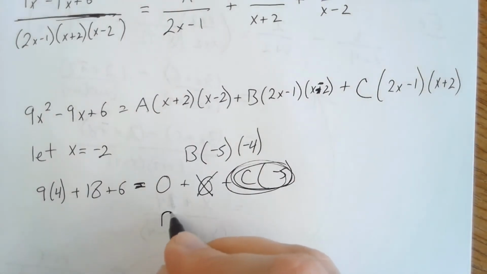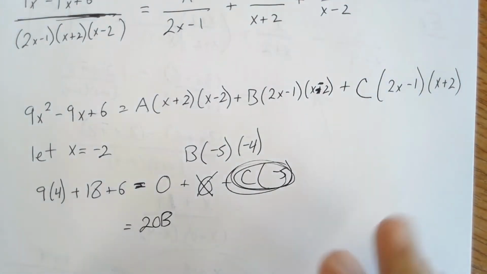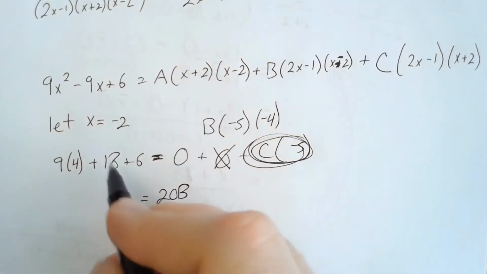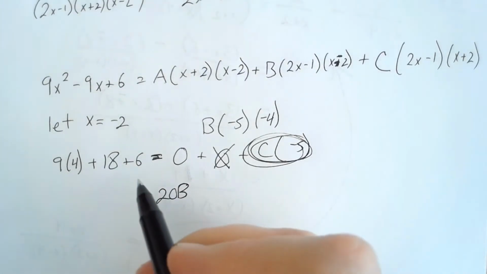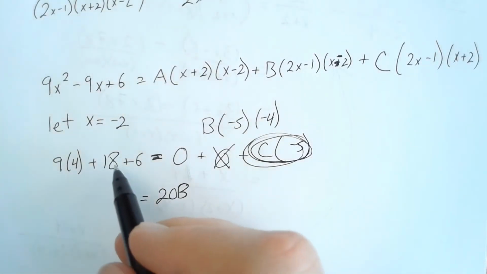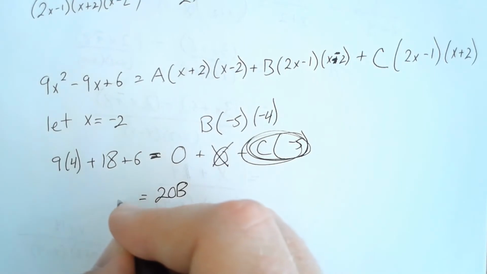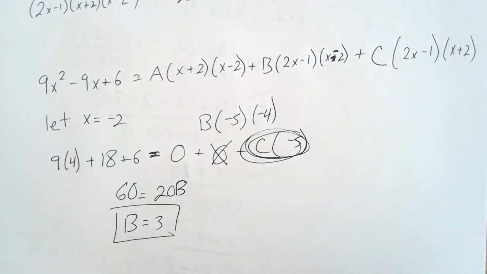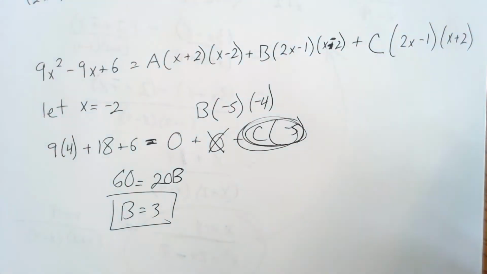So it's B times 20 technically, equals, and over on this side I'm going to have 9 and 9 is 18, 36. 36 plus 6 is going to be 42, and 42 plus that is going to be simply 60. So B in this case is simply 3. So now I have my value for B.